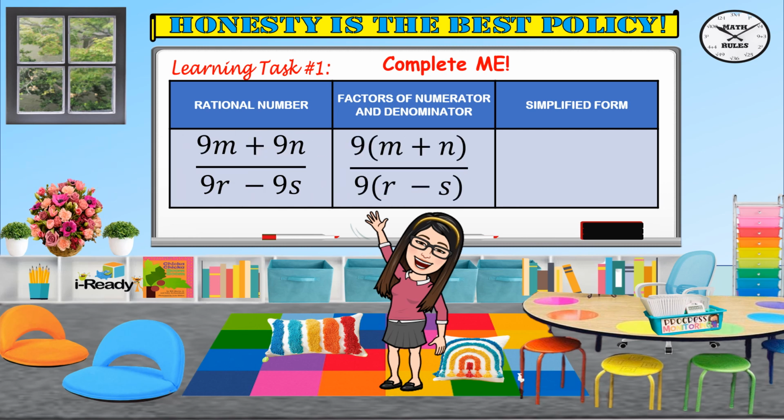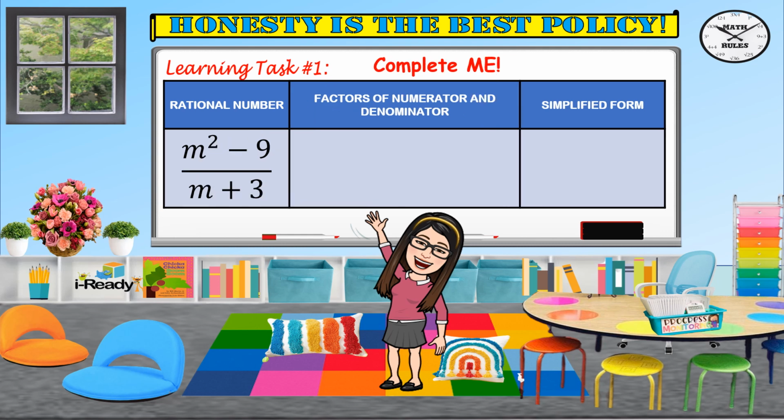You just put the 9 outside the parentheses, and the remaining factors will be put inside the parentheses. So we have 9 quantity m plus n all over 9 quantity r minus s. And you just cancel the common factors 9, and the remaining factor will be m plus n over r minus s. That will be the simplified form of our rational number 9m plus 9n all over 9r minus 9s.